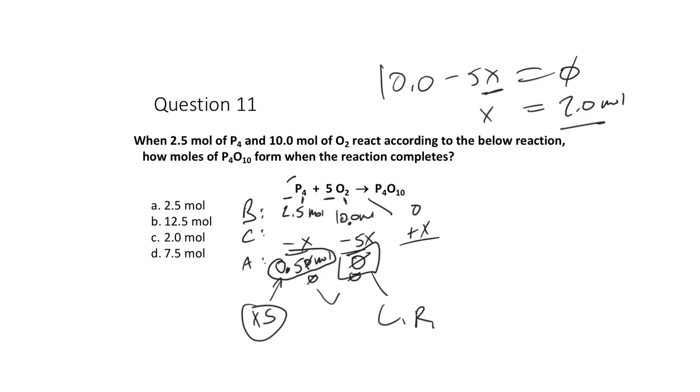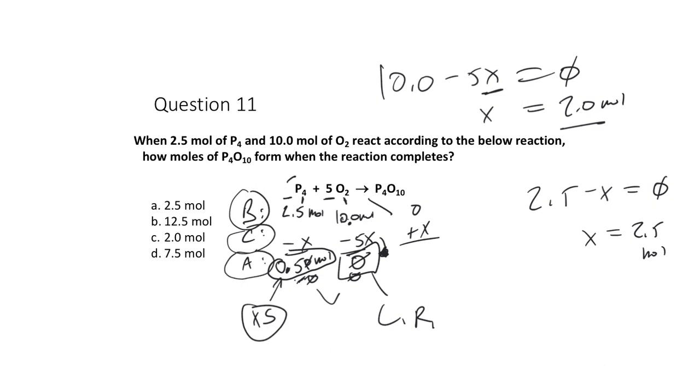Now imagine we did this problem and I randomly chose and said, well, what if we make our P4 go to 0? Then our 2.5 minus X would be equal to 0, so X would just be equal to 2.5 moles. And then when I do 10 minus 5 times 2.5 to work out how much oxygen would be left over, the answer would be like negative 2.5 moles. I would have consumed more than what I had available. So the BCA chart is just trying to say, well, what do you have before the reaction takes place? What's the change that's taking place? And what's present after? We can't go negative. The lowest you can go is 0.